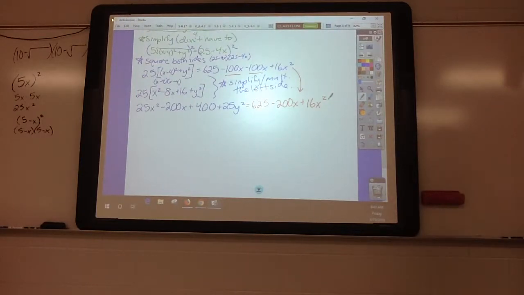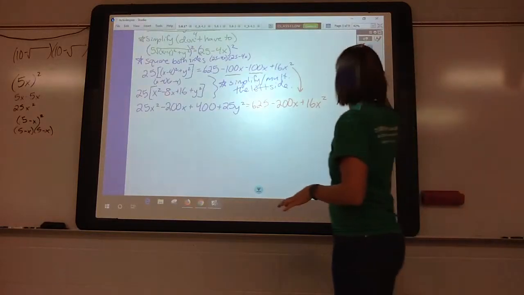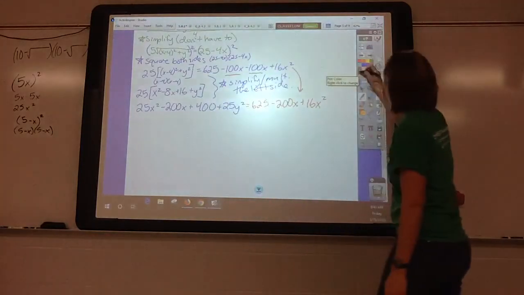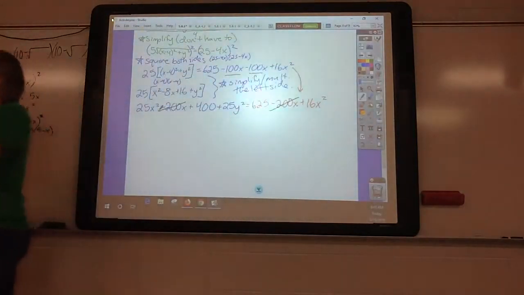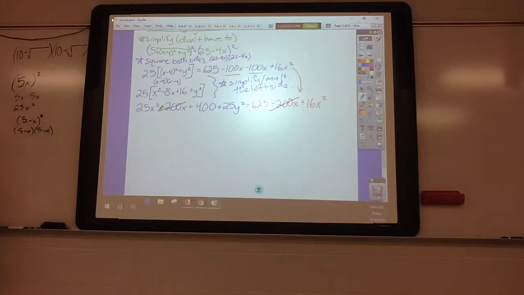Somebody tell me the next step. What do you see? Connor. Add 200x to those. Good, so you can add 200x to both sides and we can get rid of them. Okay? Those two will cancel out. He's right. Add 200x to both sides. Those two will cancel out.